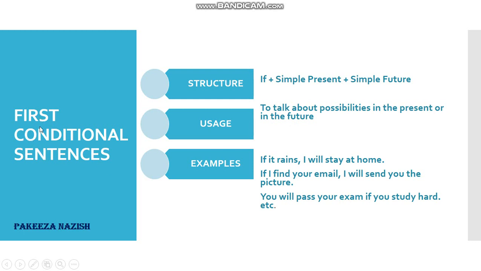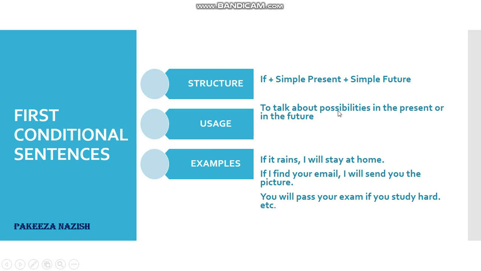Then the first conditional sentence, which we call the first conditional sentence. See the structure. If plus simple present plus simple future. It means if sentence, simple present, present indefinite, simple future, future indefinite. What is the present indefinite sentence? In the present indefinite sentence, we use the first form of verb. And in the future indefinite tense, we use will or shall with the first form of verb. So basically, the easy way to recognize the first conditional sentences is the use of the first form of verb.